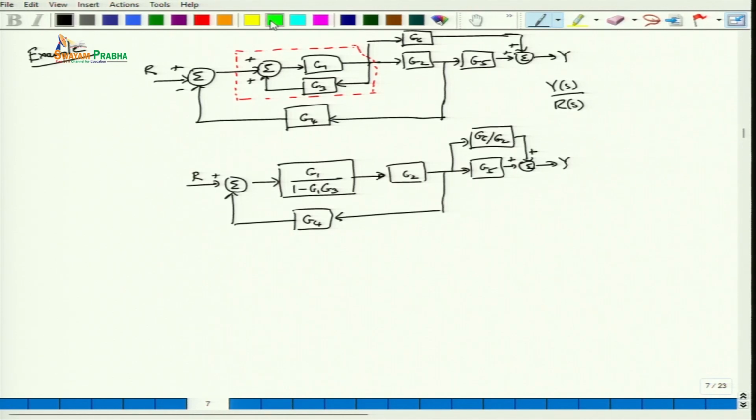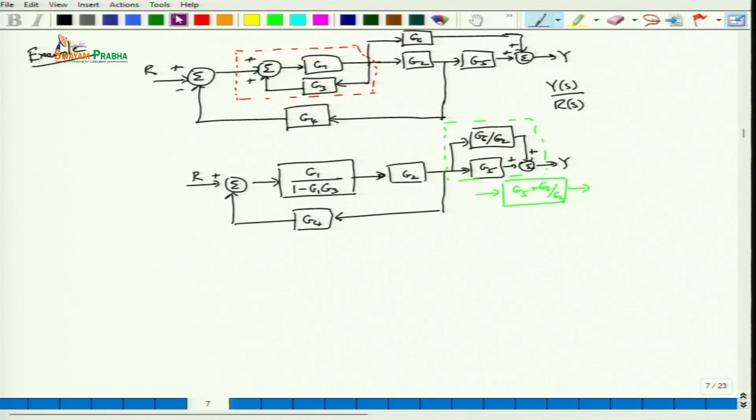Now we can consider simplifying this portion. What will this give us? It will give us one particular transfer function, G5 plus G6 by G2, because this is just summation.